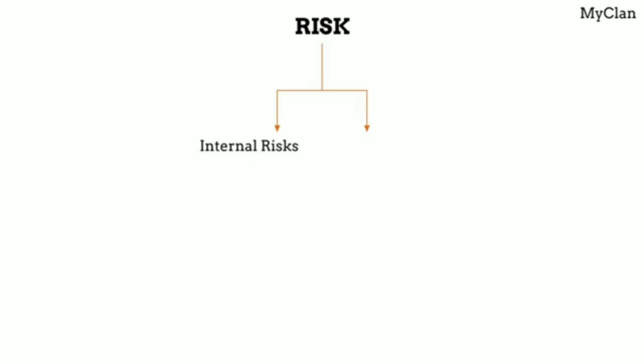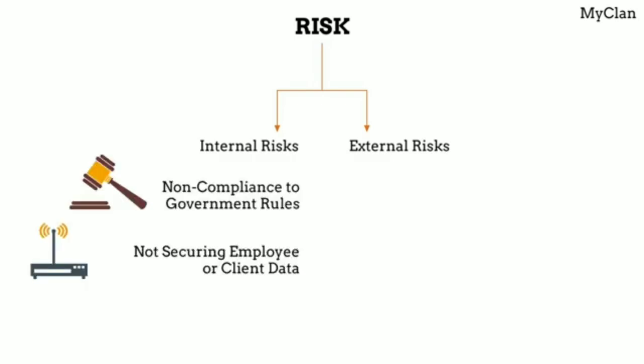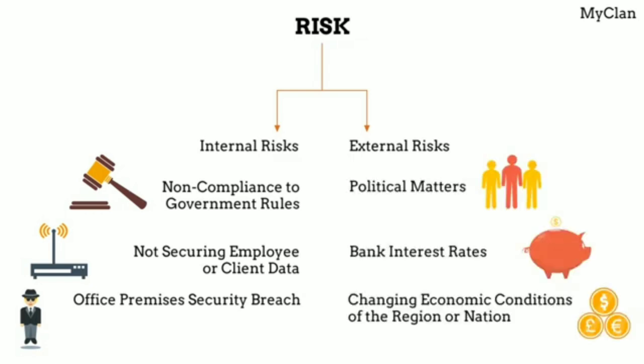Risk can be internal risk as well as external risk. Internal risks are the ones which are in the organization's control, like non-compliance to government rules, not securing employee or client data, office premises security breach, among others. External risks include those which are not in the organization's control, like political matters, bank interest rates, changing economic conditions of the region or nation, and so on. In this video, we will see what is the importance of risk management for big corporations.